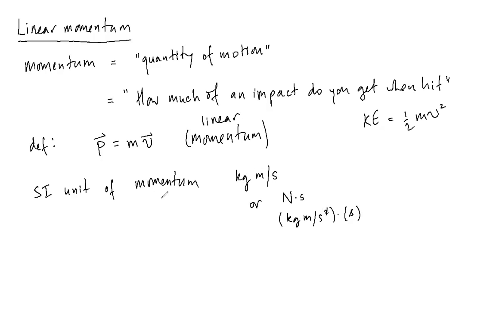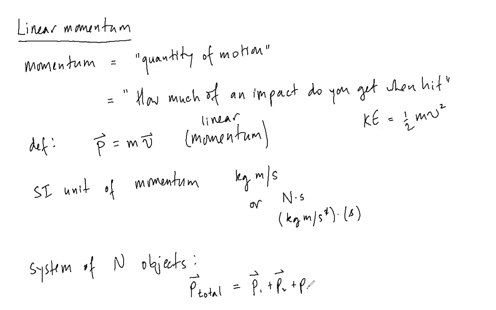I already said that it is a vector quantity. If you have a single object moving with velocity v that has mass m, you multiply the two together and you get the momentum. If you have a collection of objects, also known as a system of n objects, you can add up all the momenta. The total momentum is the momentum of object 1 plus the momentum of object 2 plus the momentum of object 3, and you keep doing this until you have added in the momentum of object n.